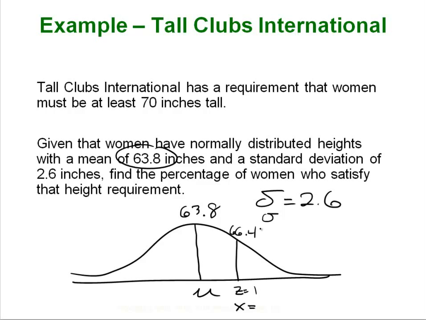But we're looking for the women who have to be at least 70. So they've got to be out here at 70, and they've got to be at least that tall. So we're looking for the probability, the amount of area to the right of 70. And we want to figure out what that area is. Okay, two different ways.